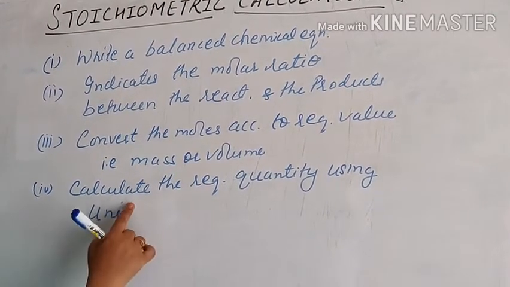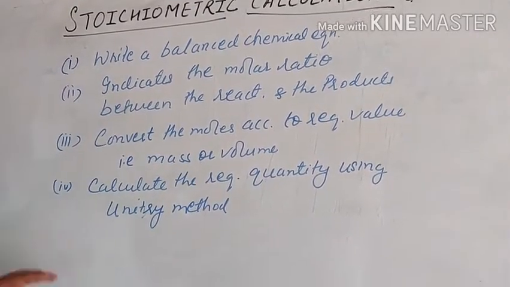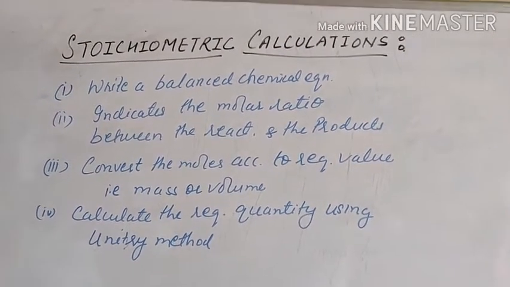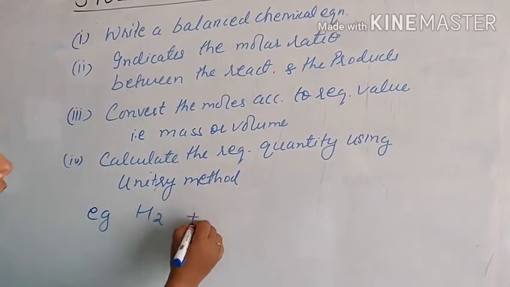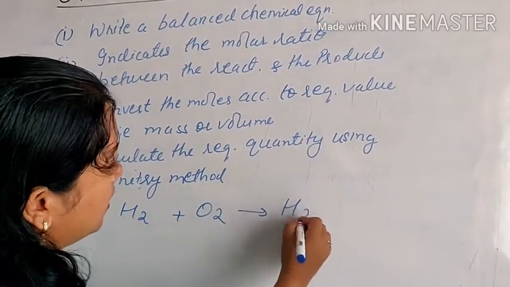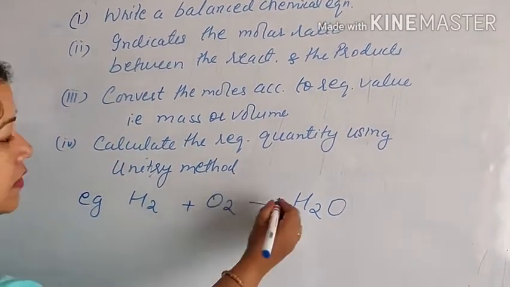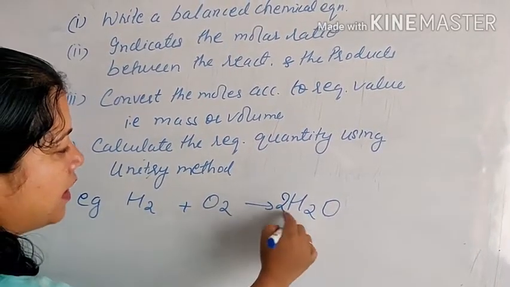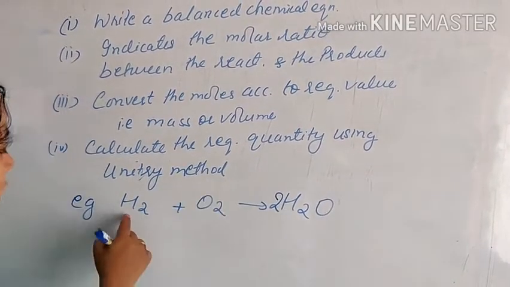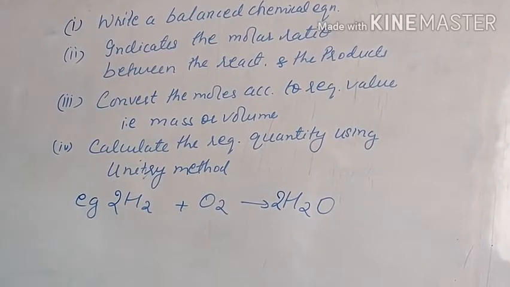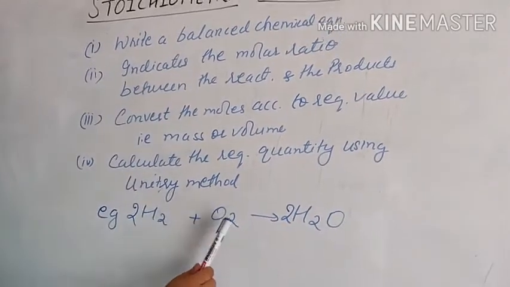So these simple steps we have to follow for stoichiometric calculations. First step is writing a balanced chemical equation. For example, hydrogen reacts with oxygen to give water. So the balanced chemical equation can be written like this: 2 oxygens. By writing this, we have balanced the number of oxygens. It is 2 now. Hydrogen is 4, 2 into 2, therefore we can write here 2. So hydrogen is 4. So this is a balanced chemical equation.